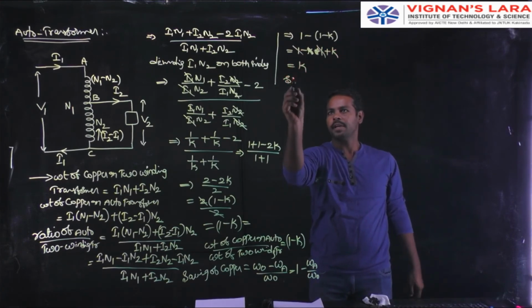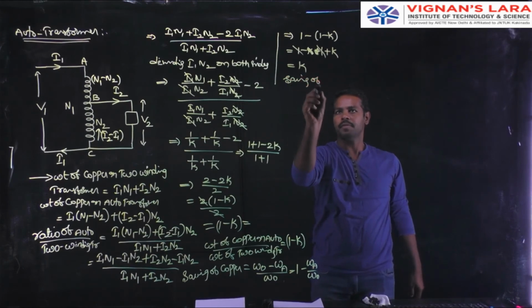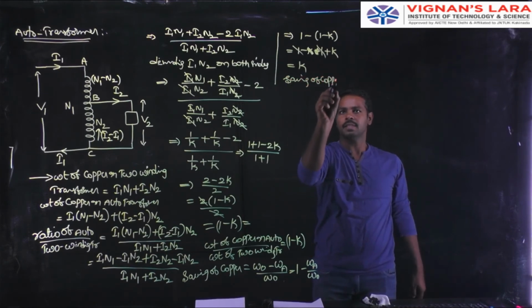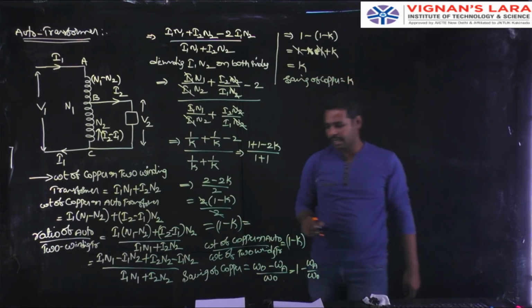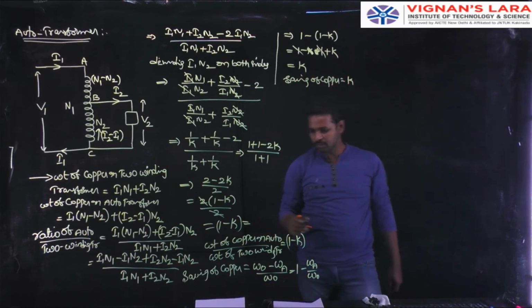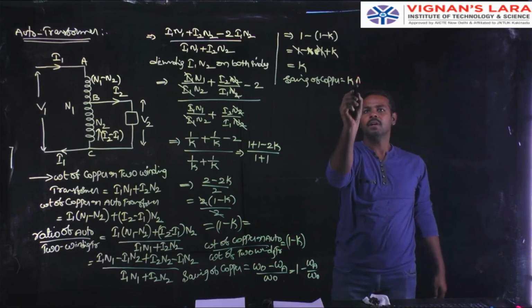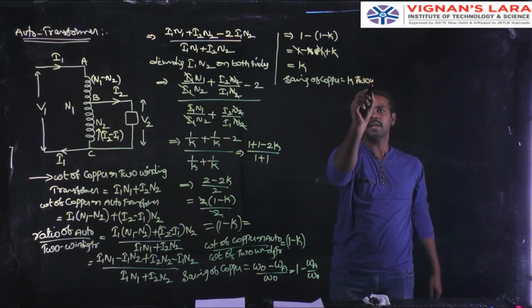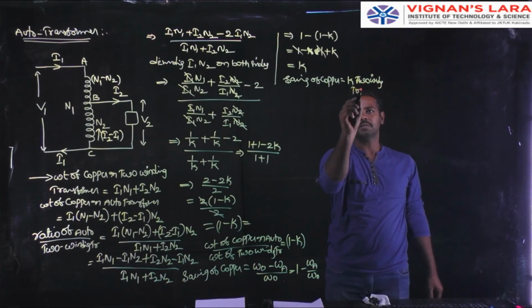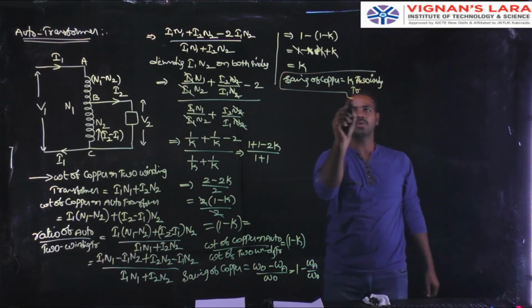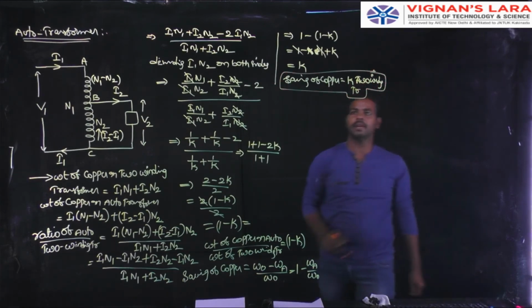So saving of copper is equal to K times the weight of the two winding transformer. So K times of two winding transformer. That is the conclusion of the given derivation.